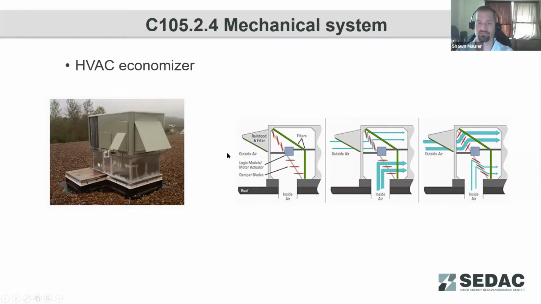And low temperature cutoffs as well. You don't want the system operating when it could freeze coils within the building. You want usually the systems to be dropping to a minimum outside air condition when there's that potential freeze risk.